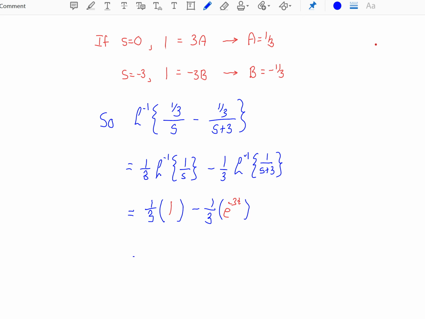which I want to simplify and write it as just 1/3 minus 1/3 e to the -3t. This is your function in your t domain. It's the inverse Laplace transform of our given function. So in this example, I wanted you to walk away with remembering your partial fraction decomposition technique.